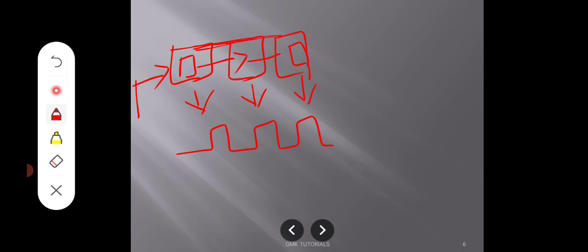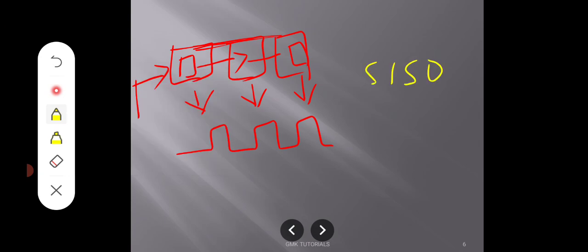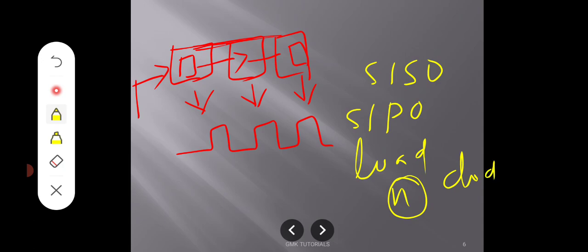So therefore, in case of the serial input and serial output, maybe SISO or SIPO, to load the data we need n clock signals. Okay, and we need n clock signals for reading the data.